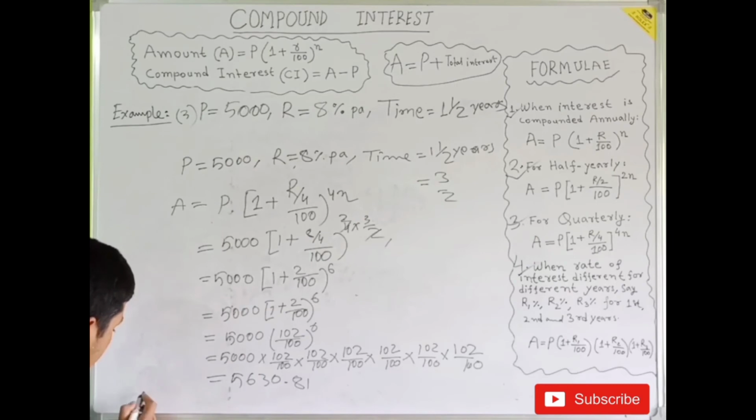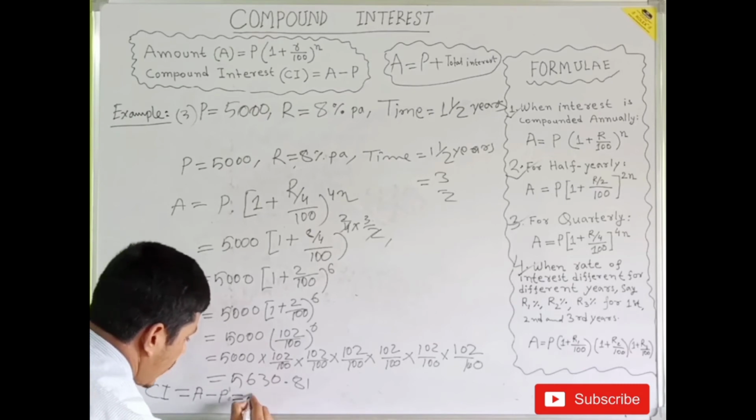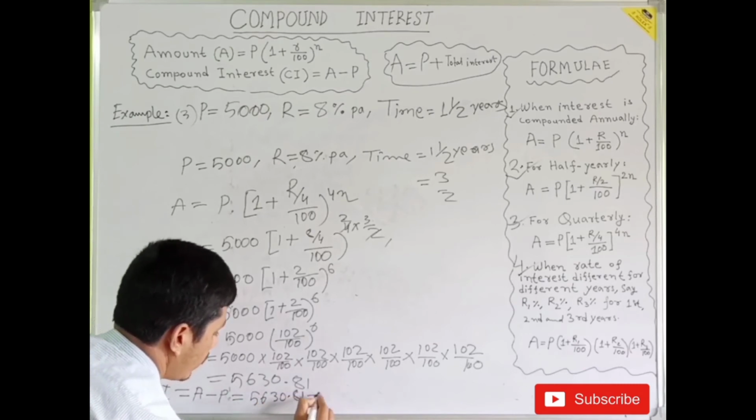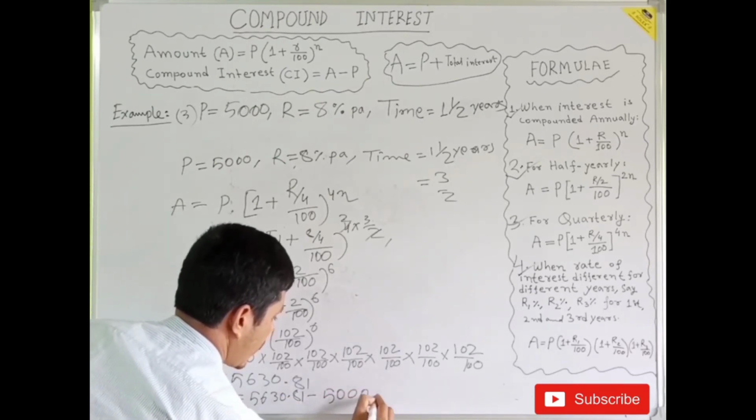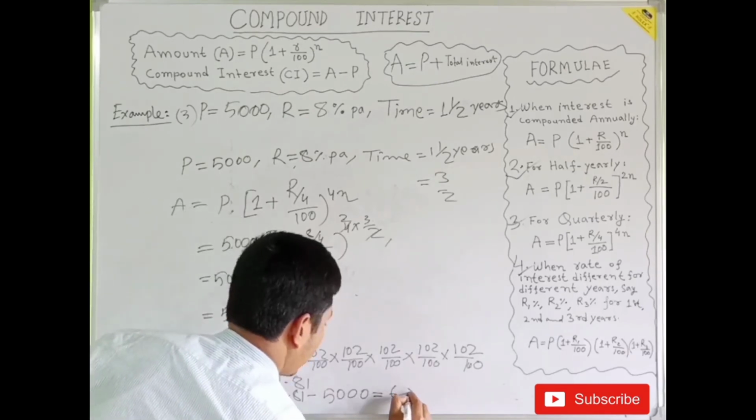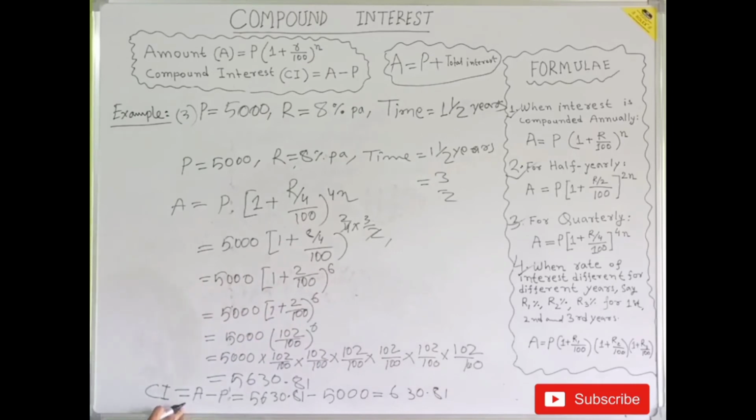Now compound interest is equal to A minus P, amount minus principal. Amount here is 5630.81. Principal is 5000. When we subtract 5000 from the amount, we get 630.81. It is the amount of compound interest.